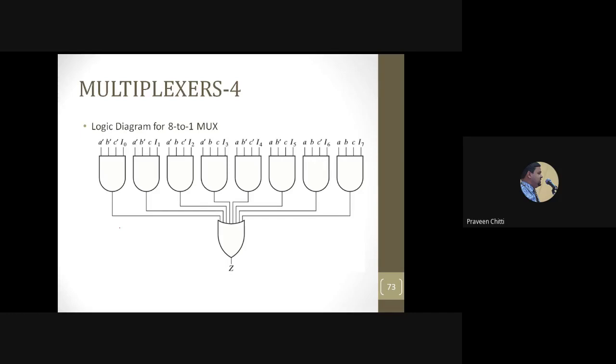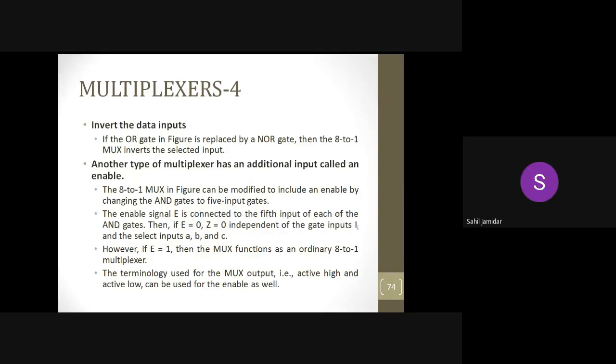Each of those inputs should be given as one input to these AND gates. The other inputs to the AND gates will be the min terms of the select lines which you have used. And the outputs of all the AND gates should be given to one OR gate to get the final output. That is what is called a multiplexer design. I hope it is clear to all of you.